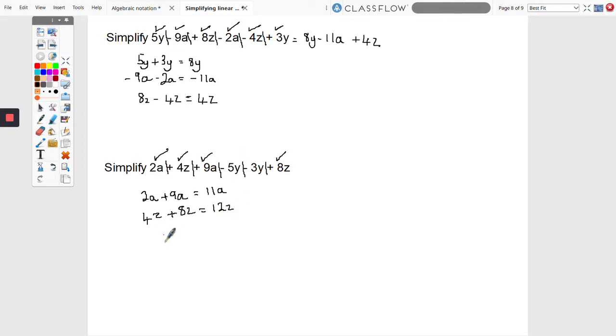And then I've just got my y's left, so I've got a negative 5y. And I've got a negative 3y. So minus 5y minus 3y is going to give me minus 8y. So my simplified expression is 11a add 12z minus 8y.